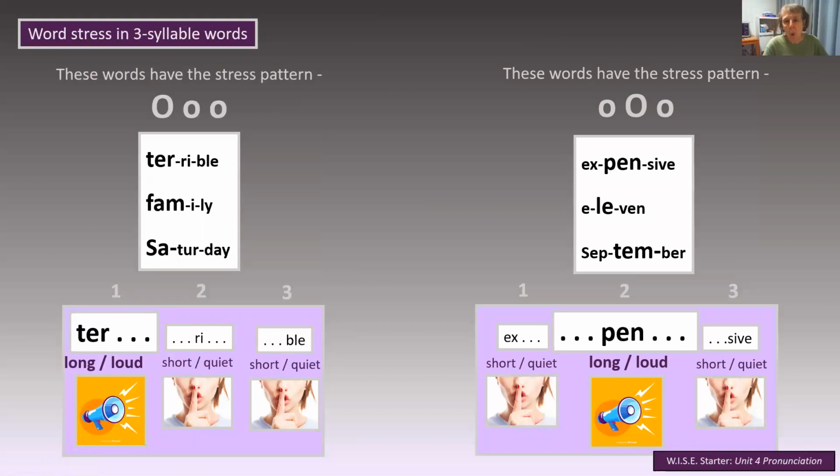These three-syllable words have the stress on the middle syllable, da-DAH-da, right? Expensive, pen is long and loud. Let's read these, everybody. Expensive, 11, September.